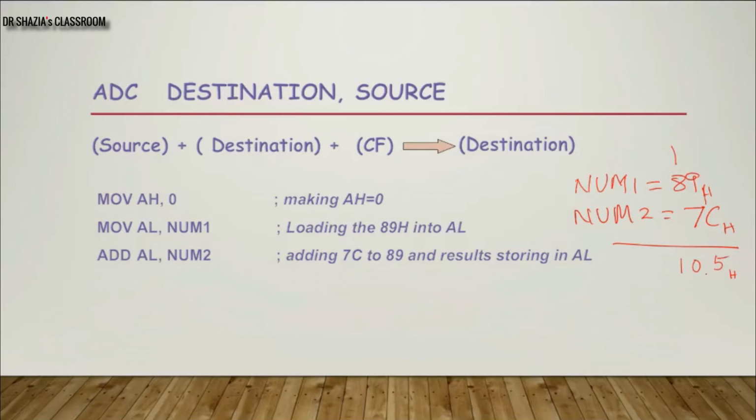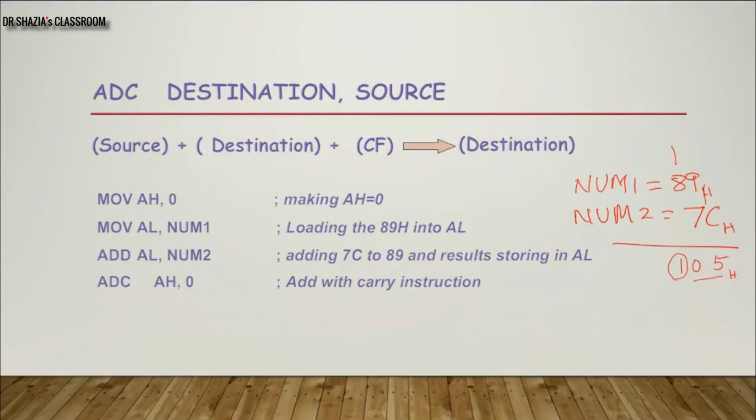I know that the AL register is an 8-bit register, so it can store only 05 in it. The last end carry generated will not be stored in the AL register. So how am I going to store this result 1 in the MSB position? We will use the instruction add with carry, ADC AH, 0. What will this instruction do?